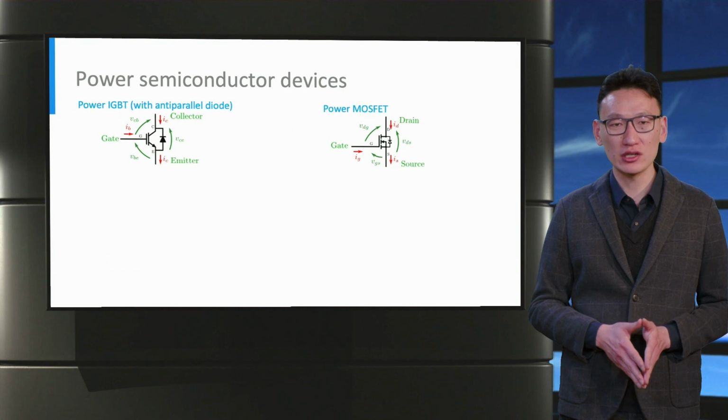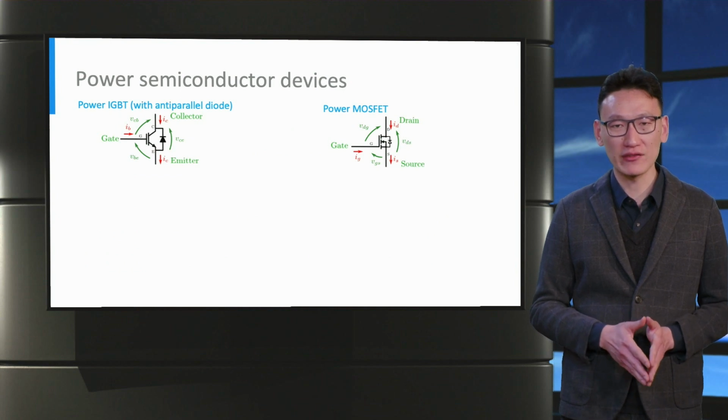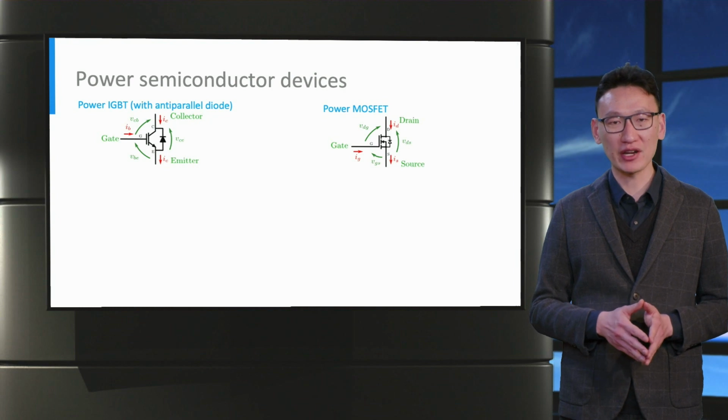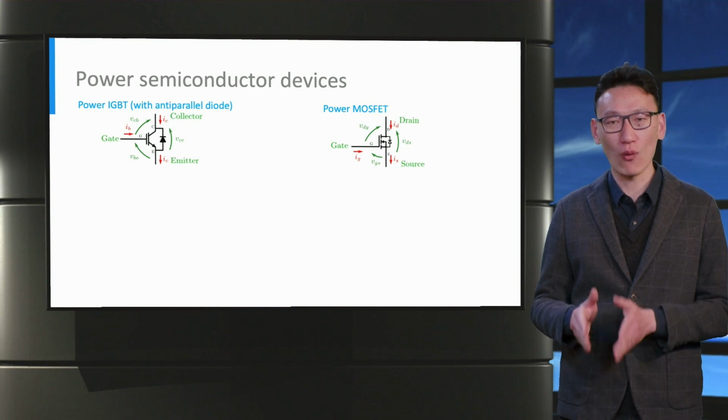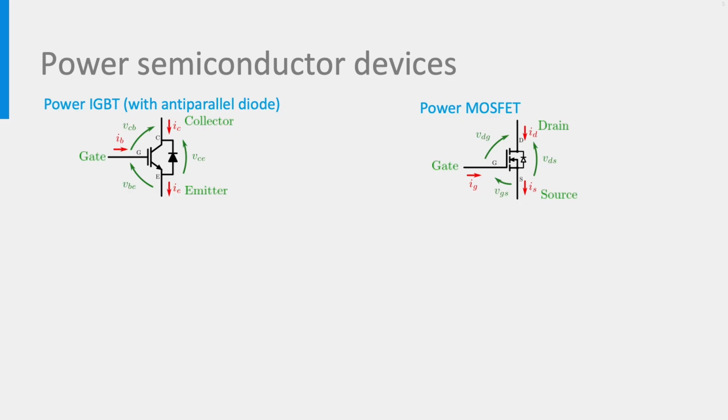After the voltage source inverter, let's take a look at power semiconductor devices. There are many types of semiconductor devices in the industry, but let us focus on two most widely used ones, power IGBT and power MOSFET. The collector-emitter terminal in IGBT and drain-source terminal in MOSFET are the power terminals where the main current flows. The gate terminals in both are responsible for turning on or off the current channels. In IGBT, the gate terminal is also referred to as the base terminal B.